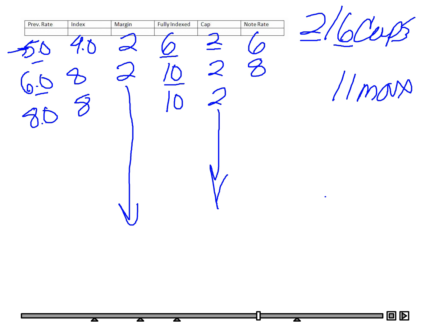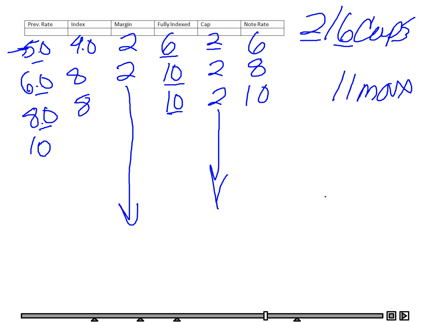So now, based on our previous rate, we can go up to 10 or down to 6. The fully indexed rate is 10, which is what we want to adjust to. That's within our adjustment range, so we're going to adjust up to 10. Let's say the next year, so again, that 10% becomes our previous rate.